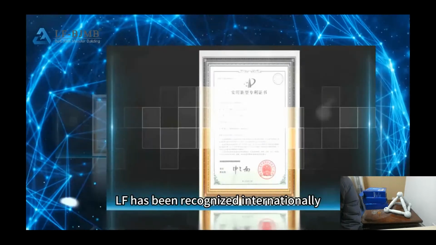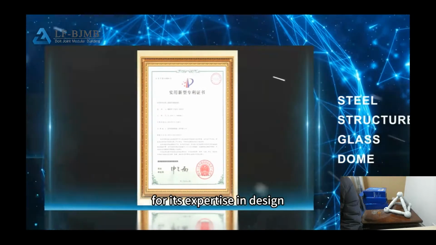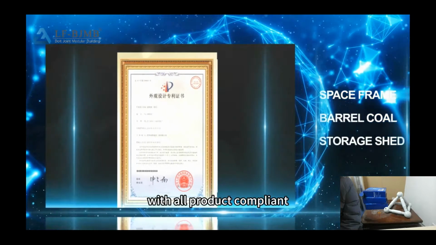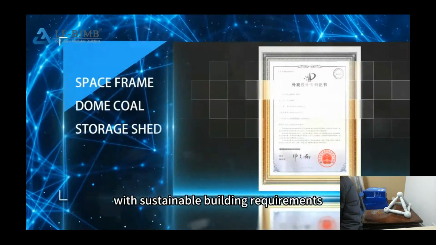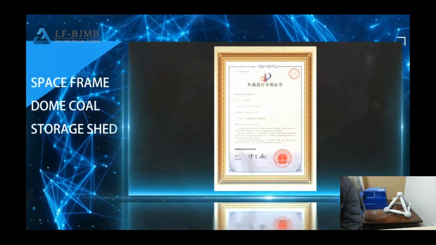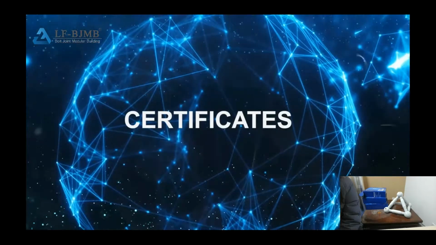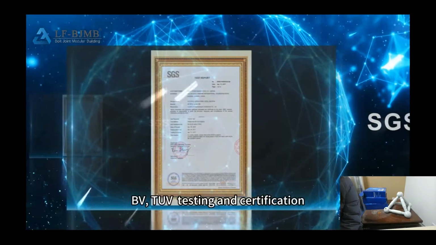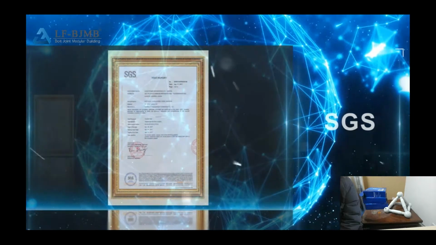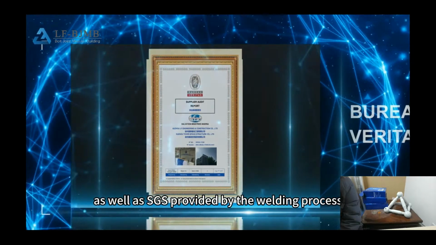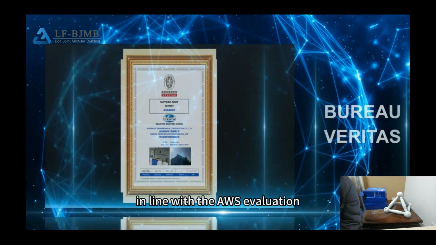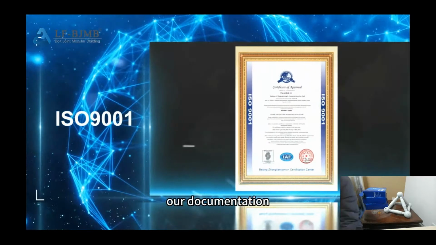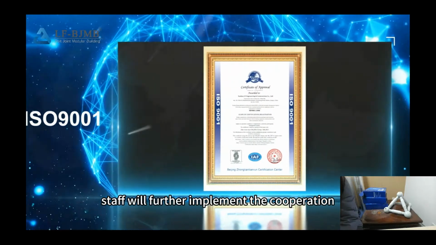LF has been recognized internationally for its expertise in design and construction of space frame structure, domes, and freeform structures with all products compliant with sustainable building requirements. Our products carry SGS, BV, TUV testing and certification, as well as SGS evaluation of the welding process in line with AWS. If the customer has other needs of documents and certifications, our documentation staff will further implement the cooperation.